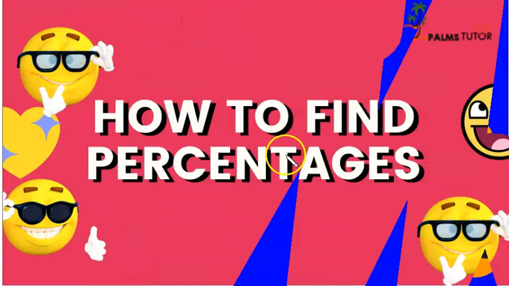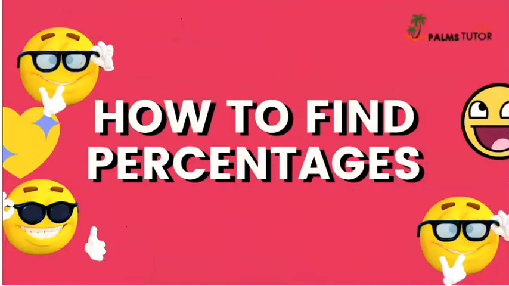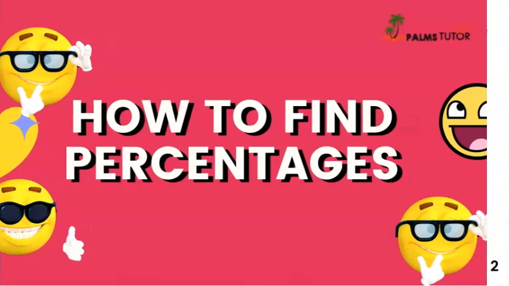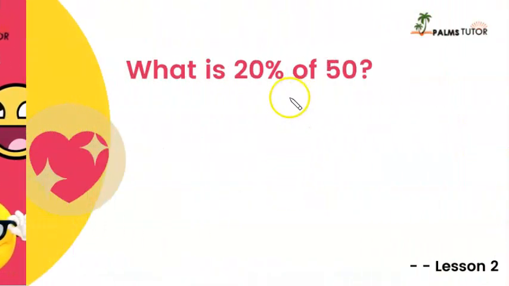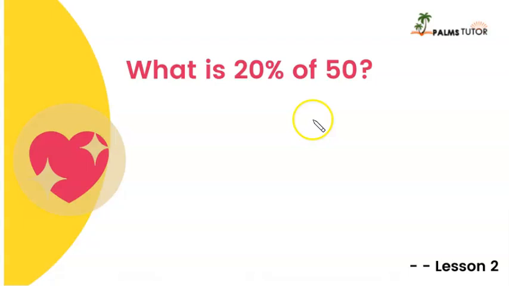How to find percentages. How do we find percentages of other numbers? What is 20% of 50? Just as it reads. What is 20% of 50? Let's write that out. What does 20% mean? That means what is 20 over 100 of 50?